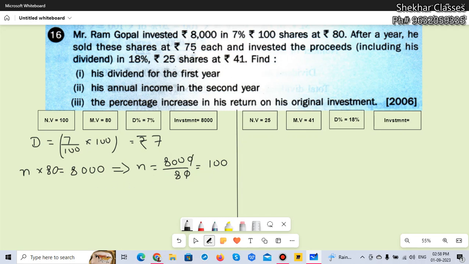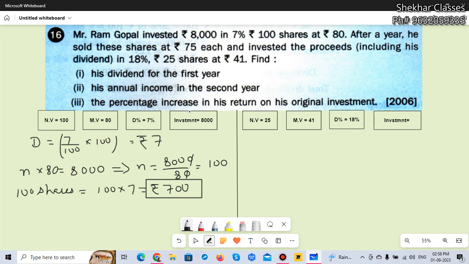So how many shares did he basically buy in the first case? 100 shares. So the total dividend will be how much? One share gives him a dividend of 7 rupees, and 100 shares will give him a dividend of how much? 100 into 7, which is 700 rupees. Clear? So this is the 700 rupees dividend from the first year.